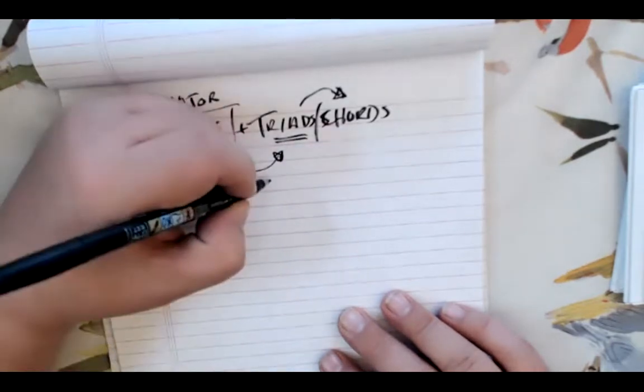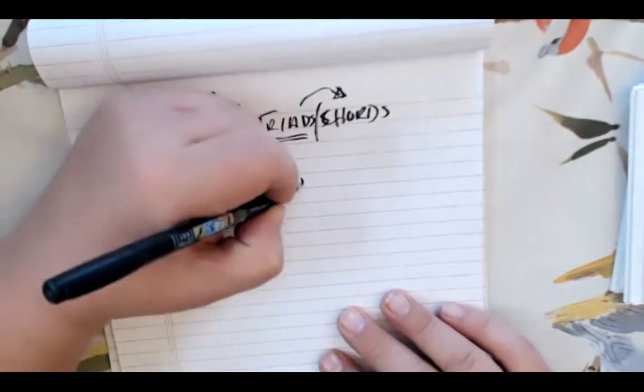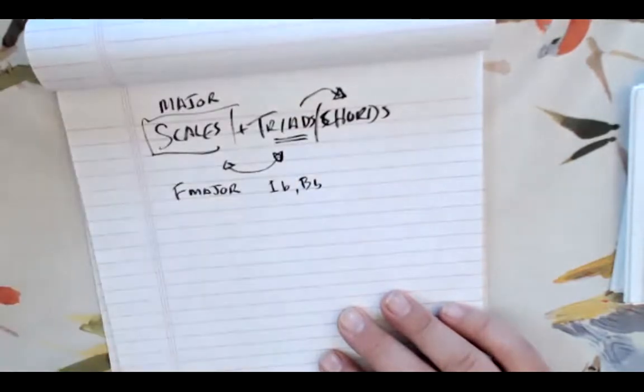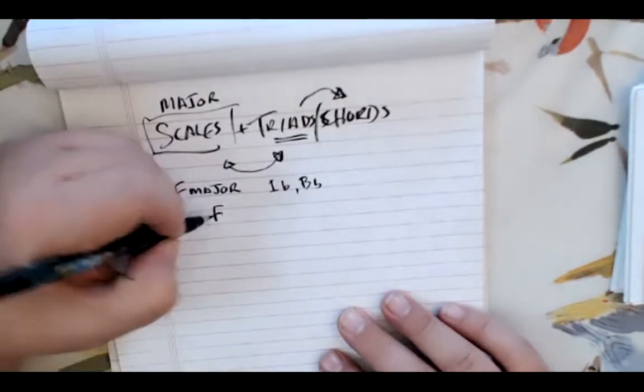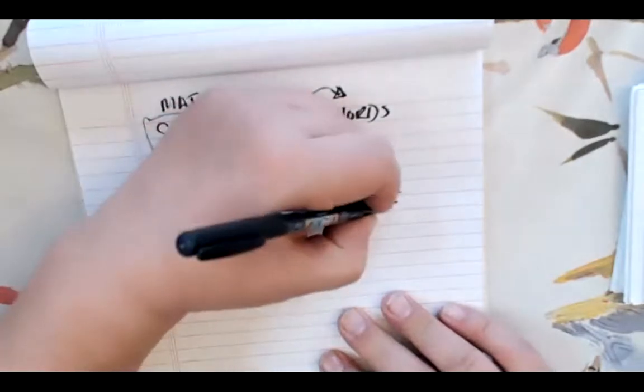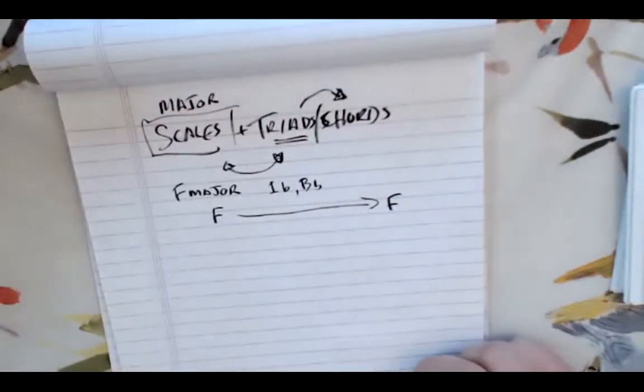So you could have said one flat, B flat. Right? And that's true, but you also need to know that you're going from F to F, one note at a time, okay? And when we're doing this live, I like to go like this.